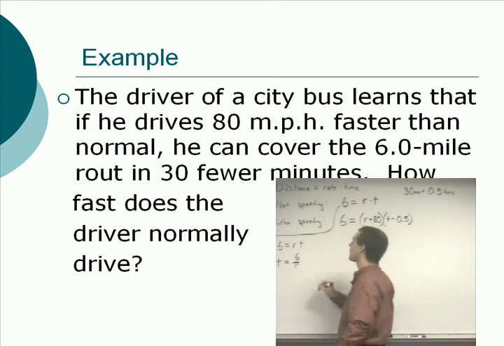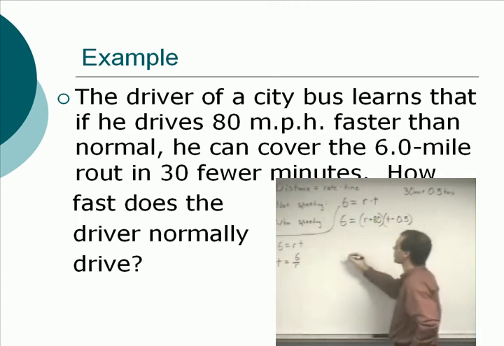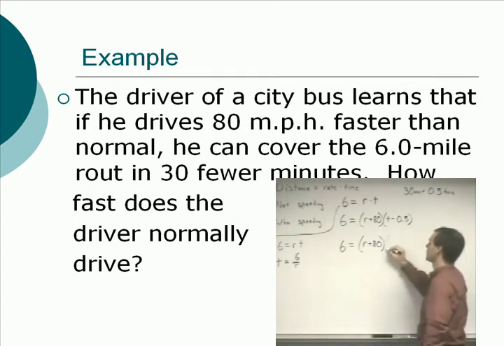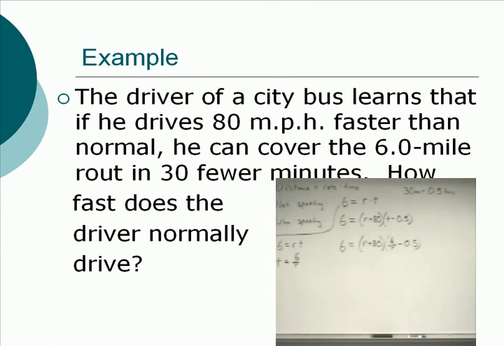6 over r. Now we pop that into here and we've got a quadratic equation. 6 equals r plus 80 times, not t anymore, 6 over r minus 0.5. That's the equation we want to solve. You can flip it the other way too. The reason I did it this way is because the question asked, how fast does he normally drive? Or in other words, what's the rate? So I'll get rid of the t and I'll solve this for r. You could have solved for t and then you'd have to go back and find r, and it would work okay.